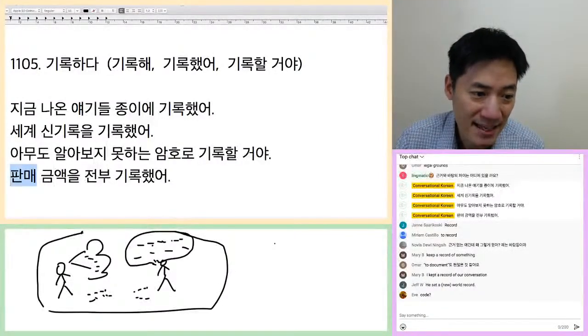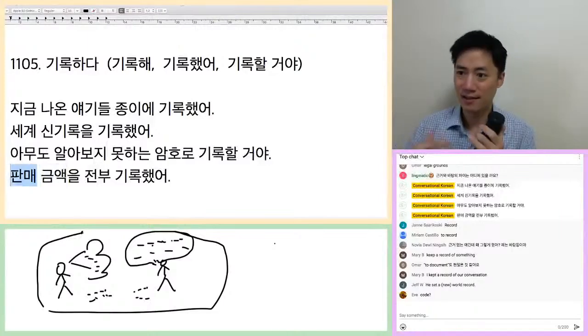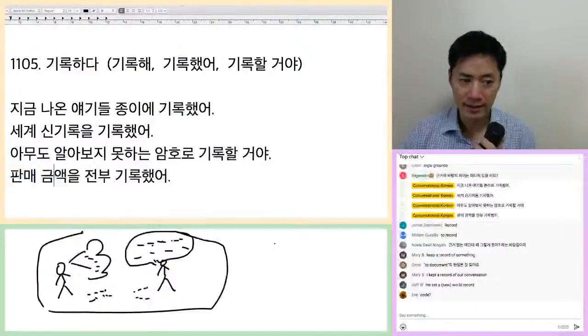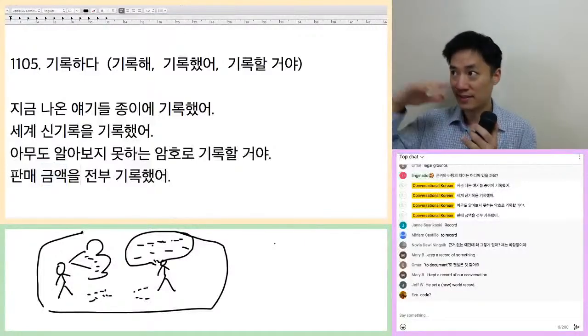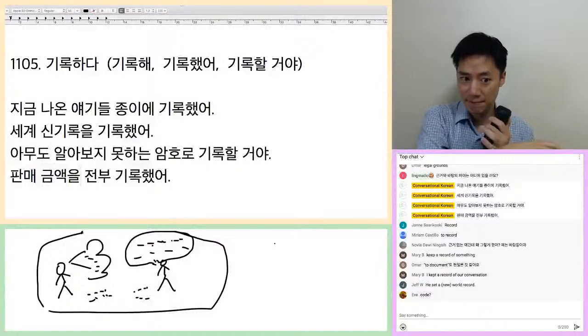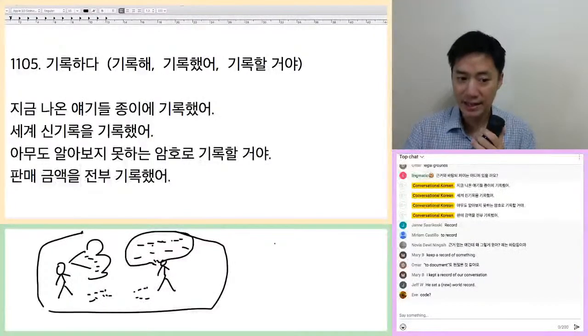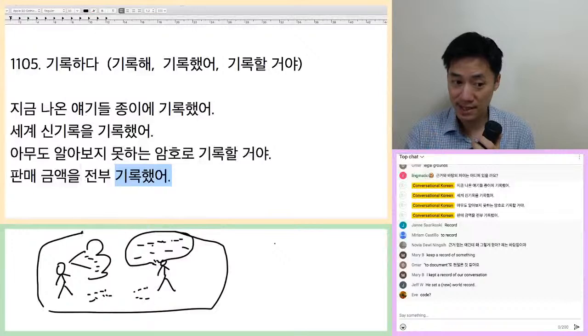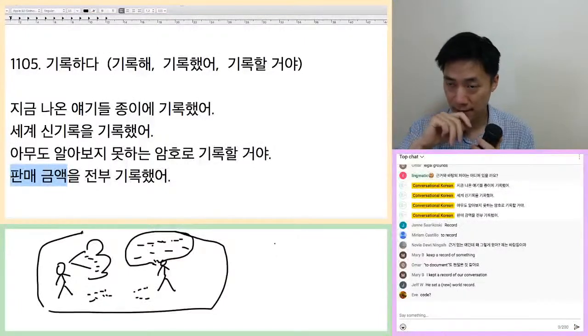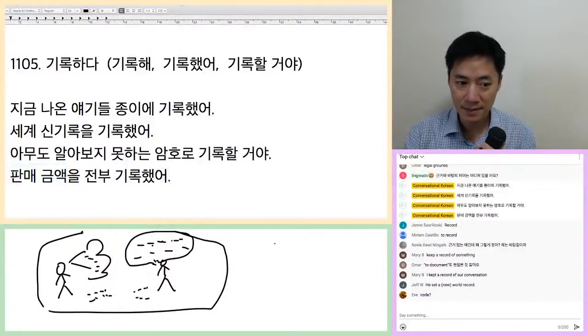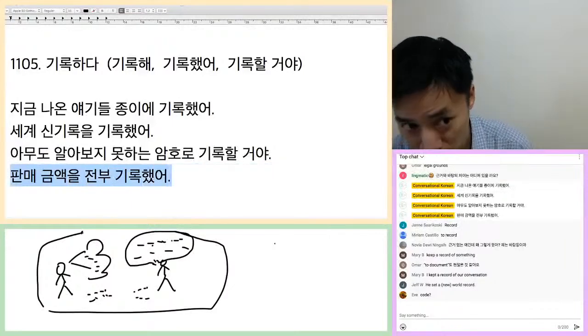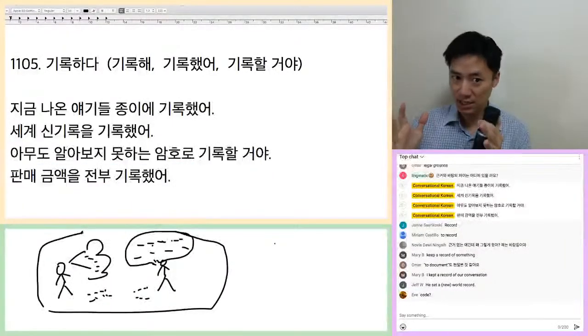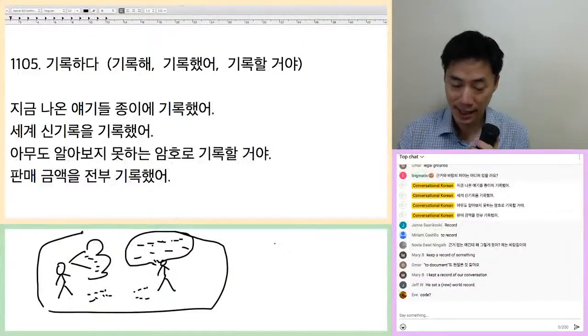And 판매 금액. 판매, like selling. 금액, like amount of money. When you sell this item and this item, this item, I wrote down all of them, 전부. 판매 금액, about the selling amount of money. 판매 금액을 전부 기록했어. So to write down, and you keep that one, you know, 기록하다.